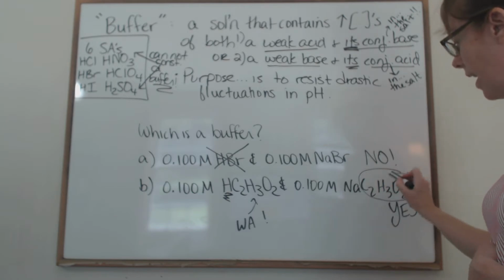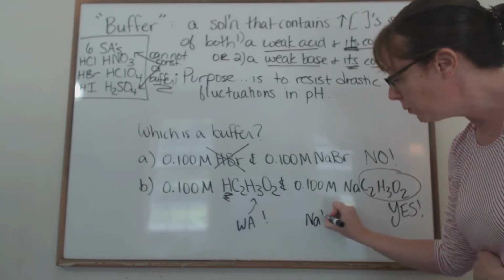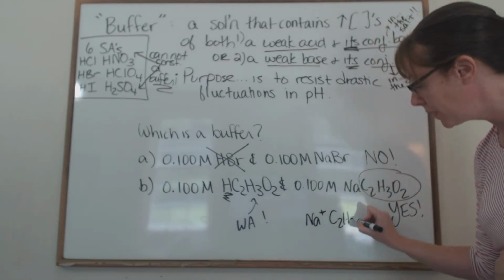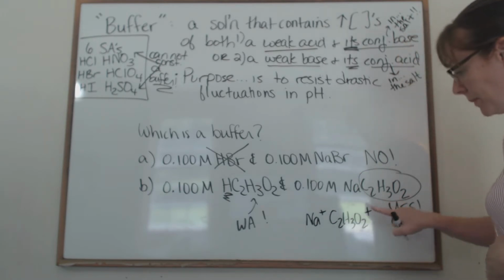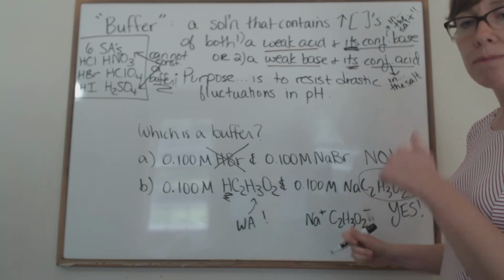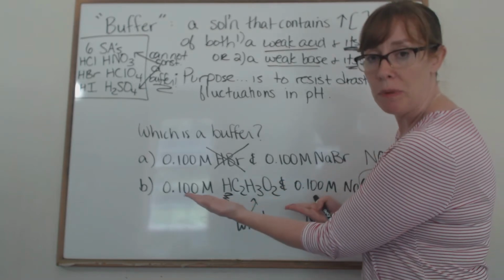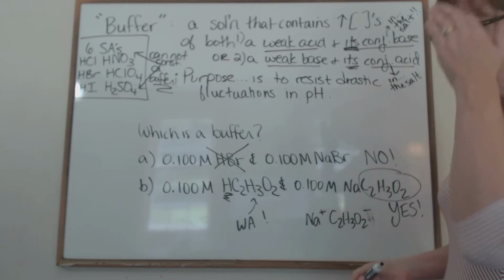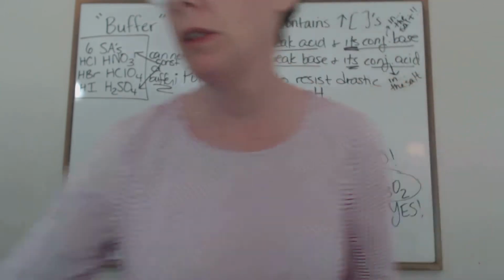This is the acetate ion, which is present with the counter ion sodium plus. Whoops, that should be a minus right there. So you've got a weak acid and its conjugate base. You've got concentrations of both, so you're good to go. So that would be a buffer.